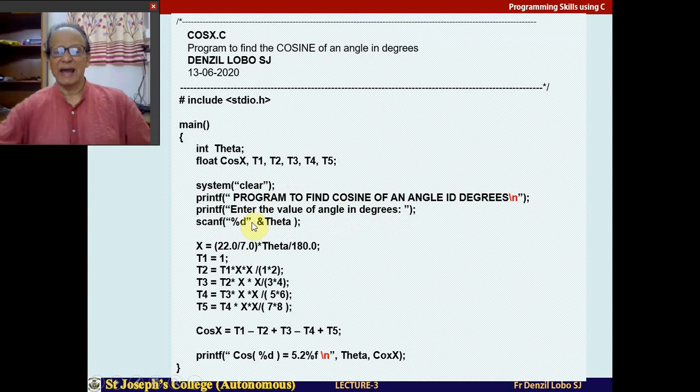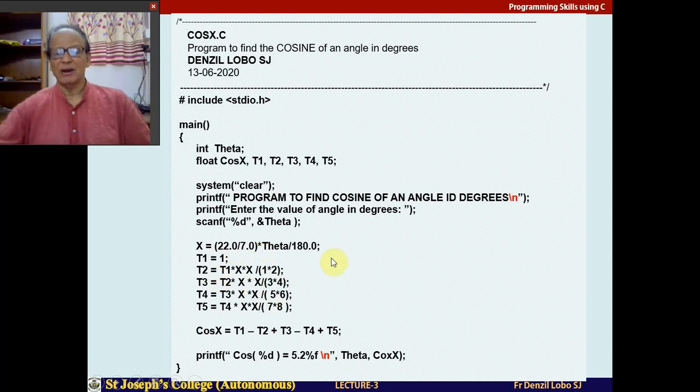So I scanf and ampersand theta. I enter the value in degrees, maybe 30, maybe 40, maybe 0. Always use good values. For example, first you select 0, then 90, then 30, 45, 180, etc. to test whether your program gives correct answers. Because when you enter 0, automatically it has to give 1, and if you enter 90, it has to give you 0. So that is the way to test your programs.